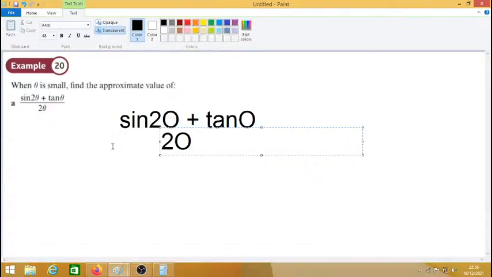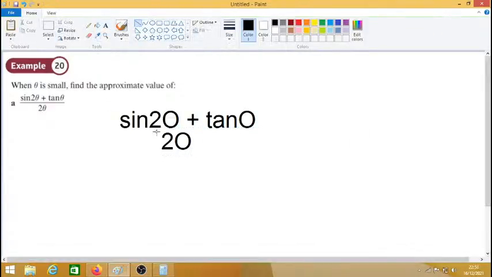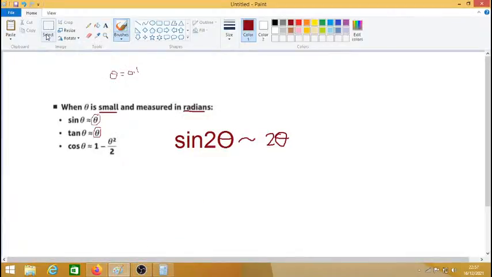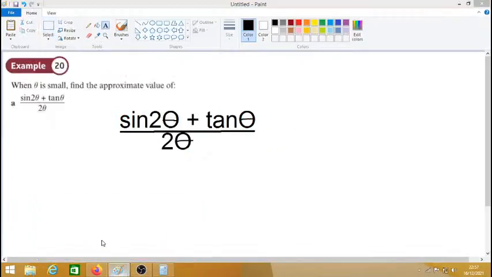While I'm writing that out, try to think what the approximations were that I just showed you, to see how good your memory is. We're going to need one for sine, and one for tan. The cosine one we'll probably use in the next example. But hopefully you remember what they were. Let's have a quick look. So these are the two that we're going to need.